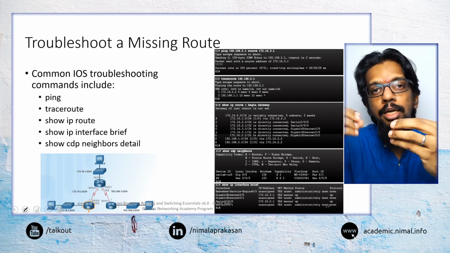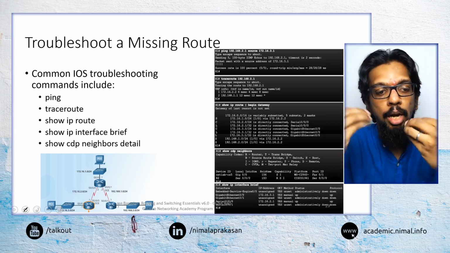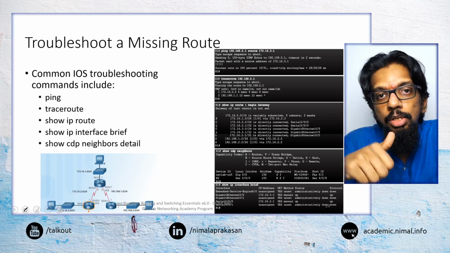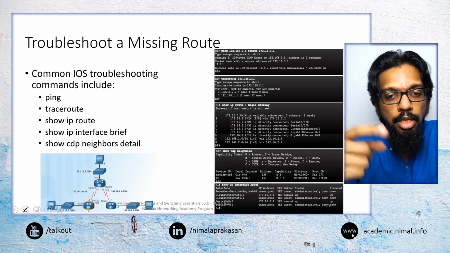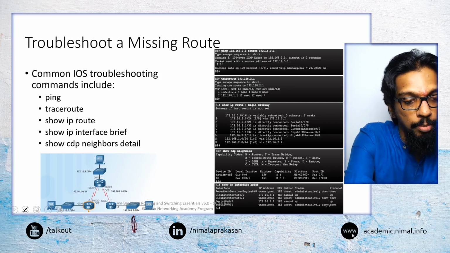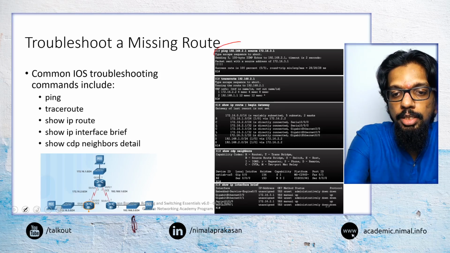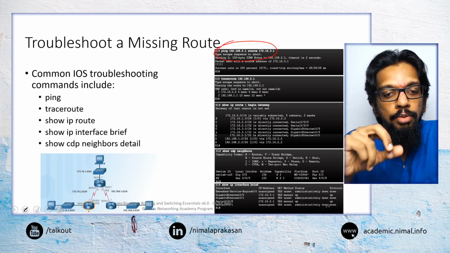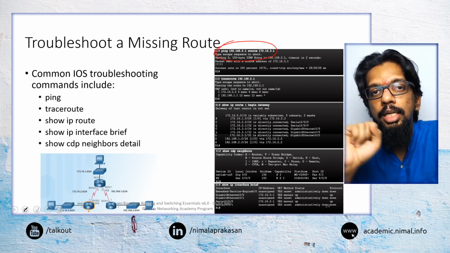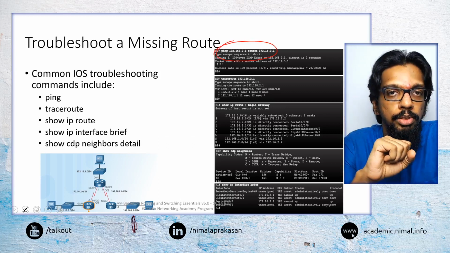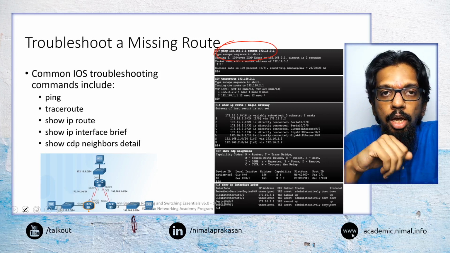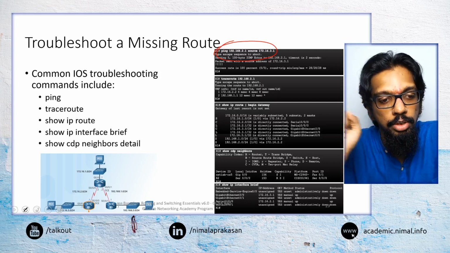So to manage that, we will use certain troubleshooting commands to identify problems. The first command that we use is a very common command in any networking application. So that is the ping command. We will use the ping command if we want to see if there is connectivity between two hosts. So from one to the other, we will ping between two networks, two hosts.